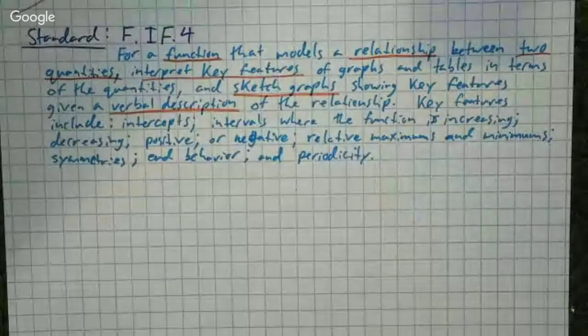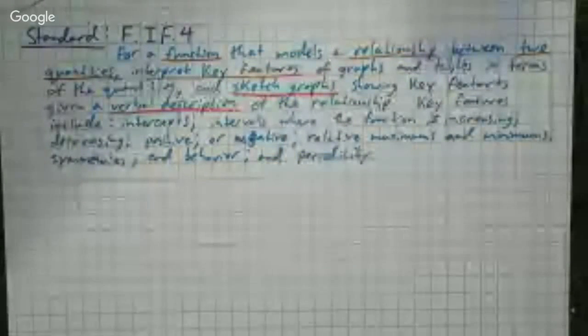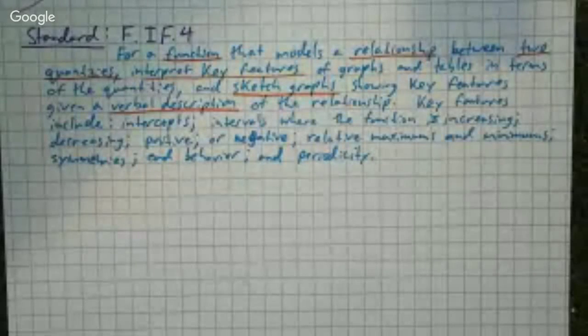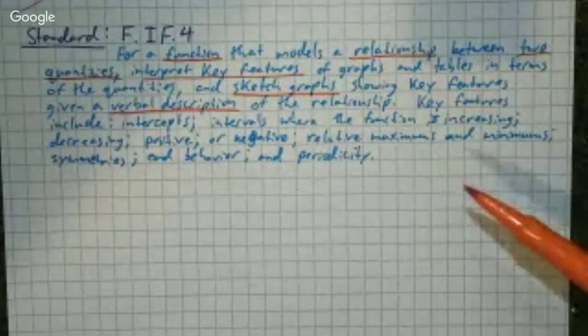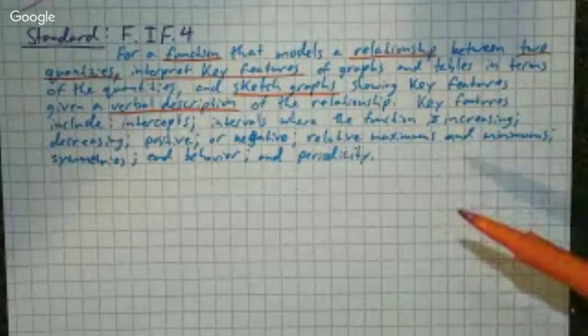Relative maximums and minimums: it doesn't get higher than this, it doesn't get lower than this. Symmetries: it's the same on this side as on that side. End behavior and periodicity. If it's any of these things, we need to be able to understand it.